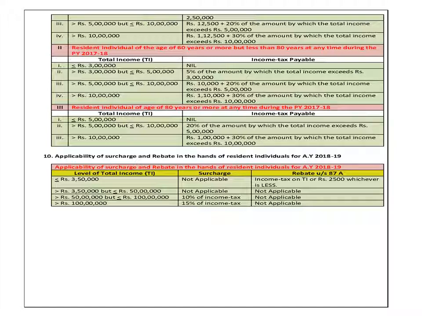If the total income is above 3,50,000 but lesser than or equal to 50 lakhs, then surcharge also is not applicable and rebate is also not applicable. If the total income is greater than 50 lakh but less than or equal to 100 lakhs, then the surcharge will be 10% of income tax. No rebate is applicable. If the total income is more than 100 lakhs, then the surcharge will be 15% on income tax and the rebate is not applicable.